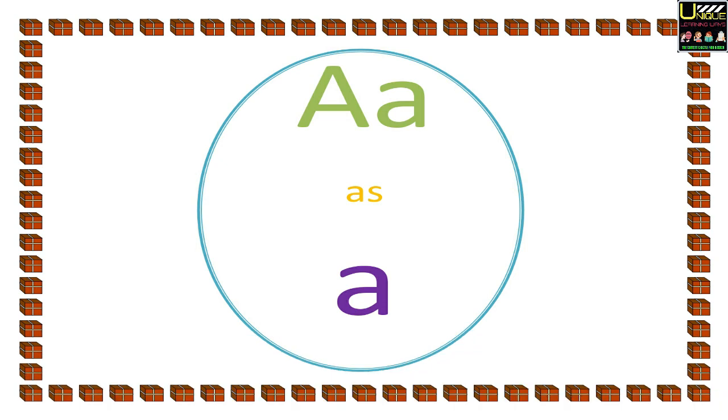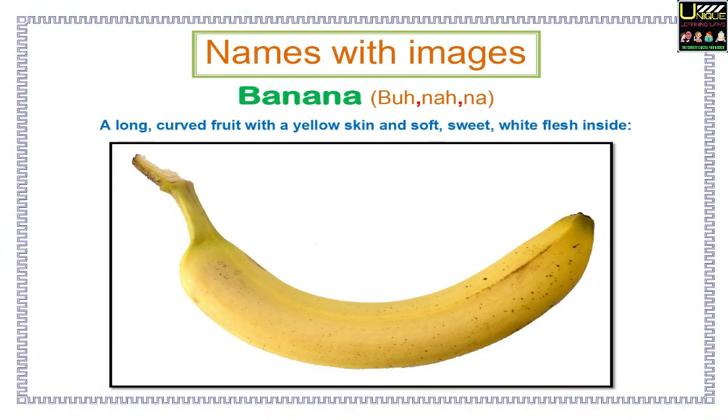A as a. Names with images. Here you will see the word, its explanation with an image. Banana.